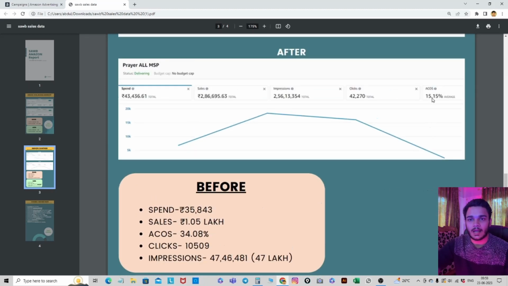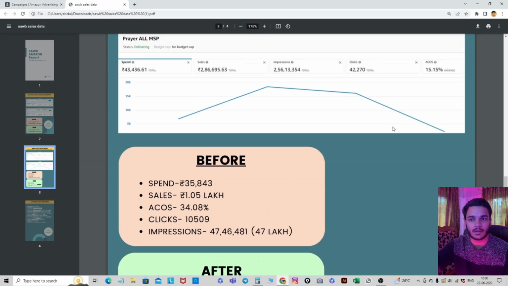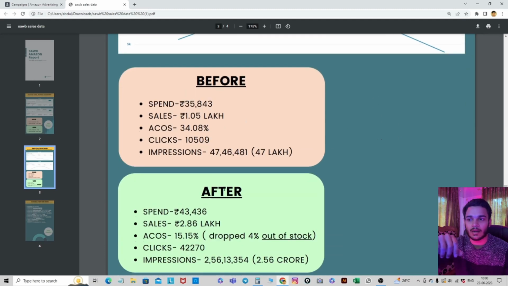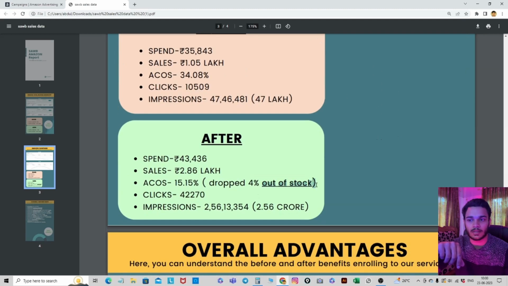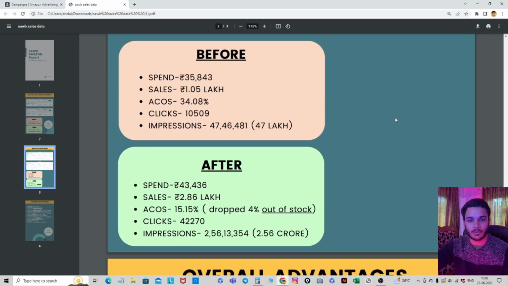Actually, this campaign was around 12%, but due to being out of stock, the product was selling around 10 to 15 orders a day, so the client could not manufacture the product on time. The product went out of stock. That's why 3% extra ACOS happened from the client side. I mentioned that also in the data, because before that I was getting around 12%, but it became 15% only because of the client's problem.